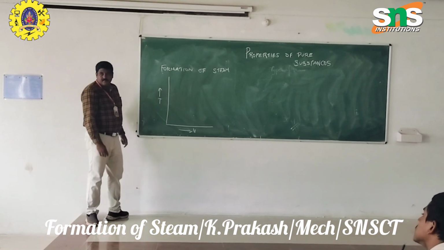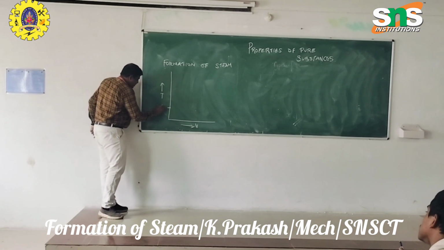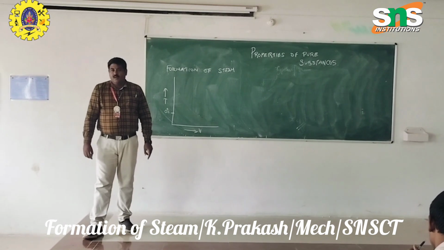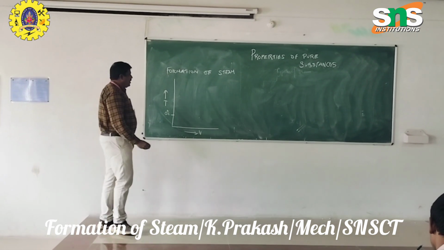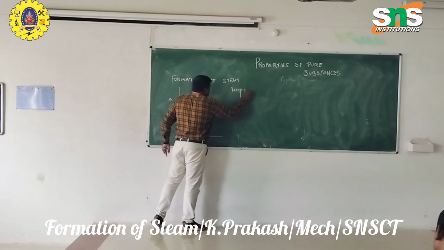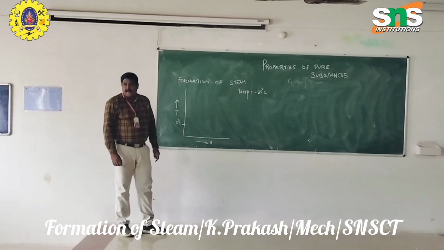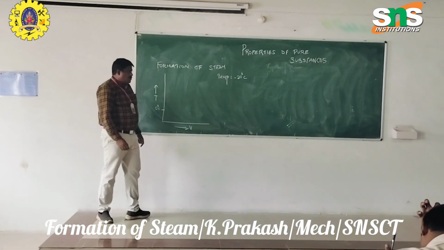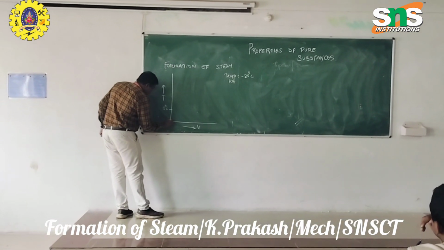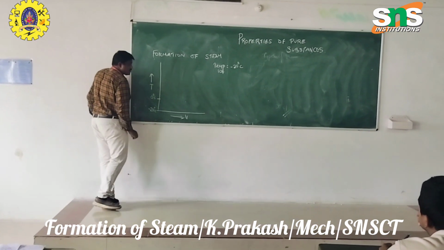So on the y-axis we are taking the temperature, and on the x-axis we are taking the volume. Initially, we will mark 0 degree Celsius. This is the 0 degree Celsius line. Let us consider the temperature of the ice as minus 20 degree Celsius.